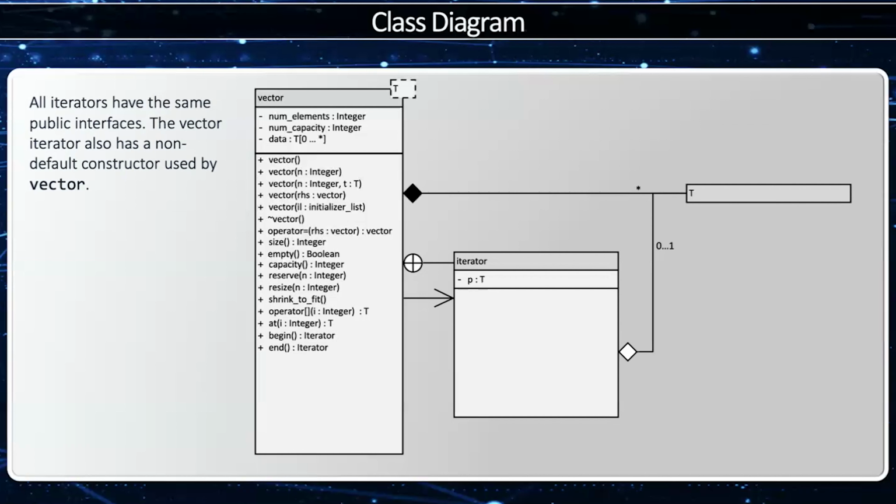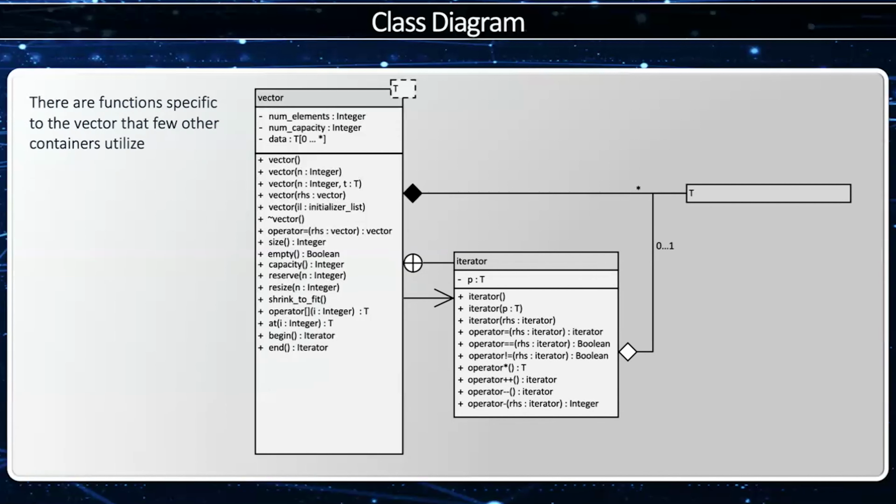Now, all iterators have the same public interfaces. We're going to have a constructor, a copy constructor, an assignment operator, a comparison operator, and so on. But the vector has a special non-default constructor, and this allows the vector to create a specific iterator referring to a specific element in the collection.